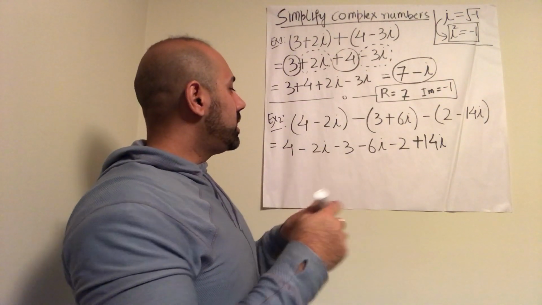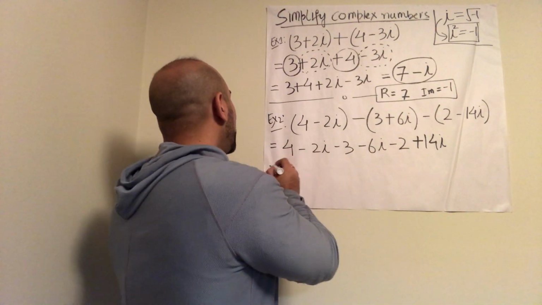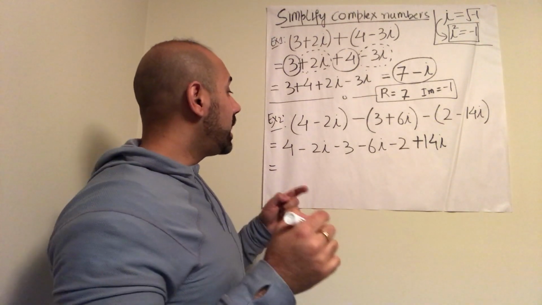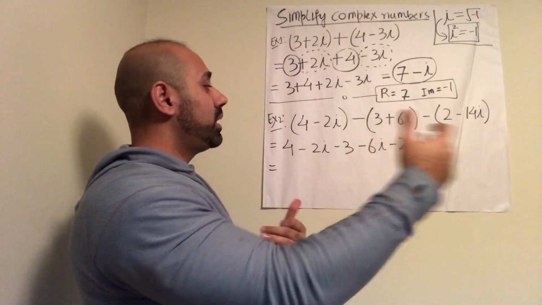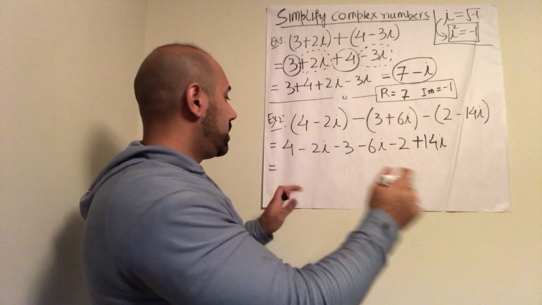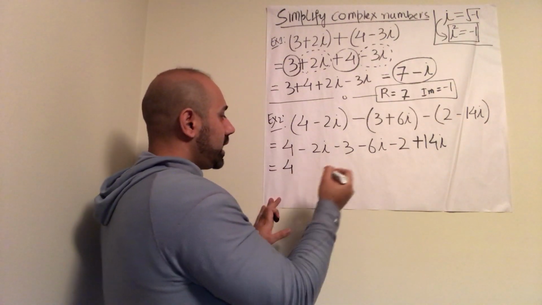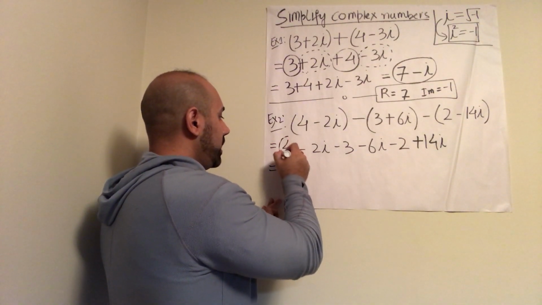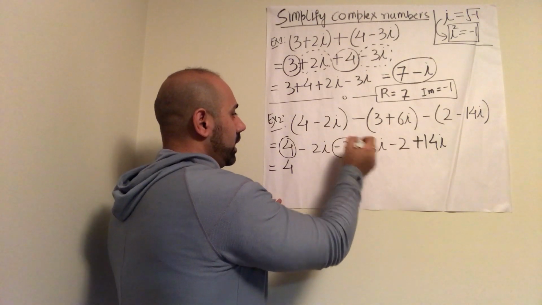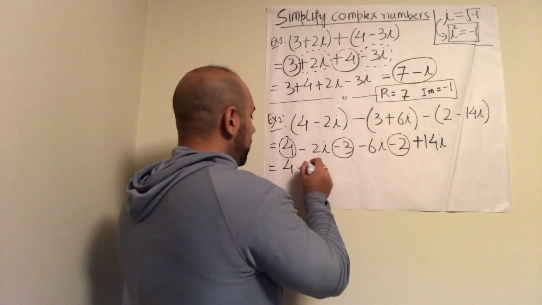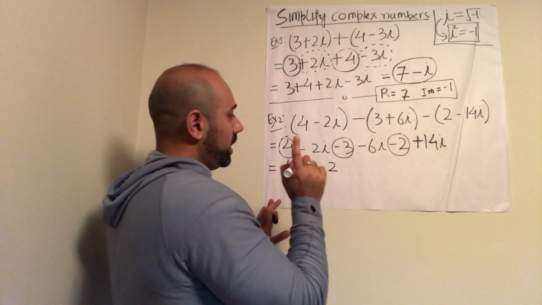Once you get rid of the parentheses, the next obvious step is to combine the like terms. In this case, like terms again are the real pieces as well as the imaginary pieces. So I'm going to write the real pieces next to each other. 4 is the first real piece. Then I have a -3 and then a -2. So 4 -3 -2, that takes care of the real pieces.